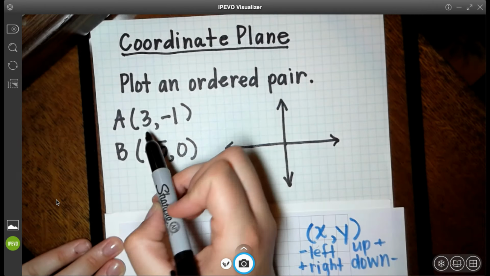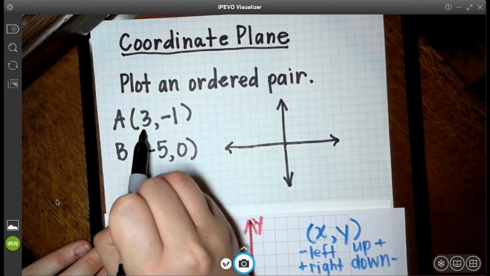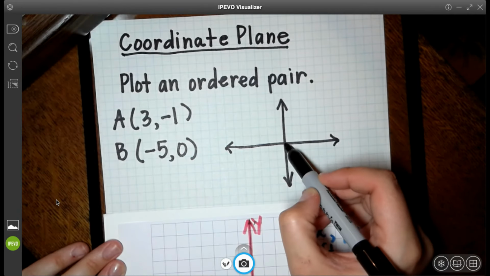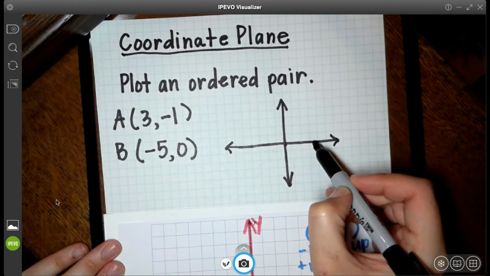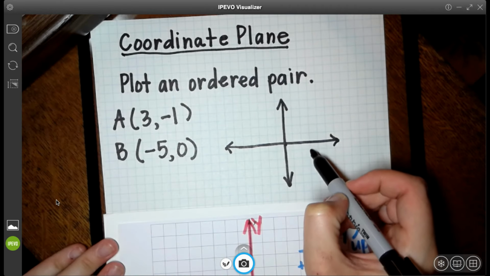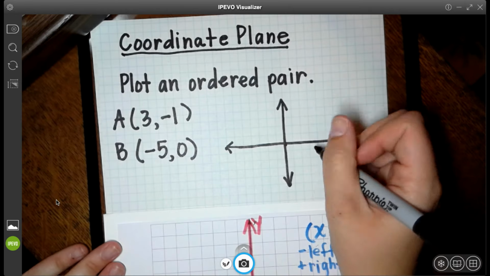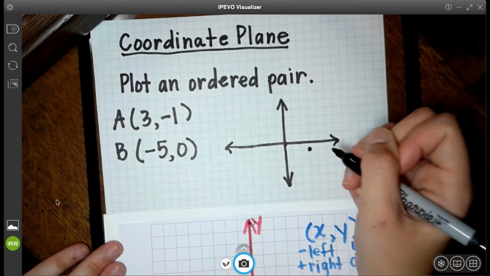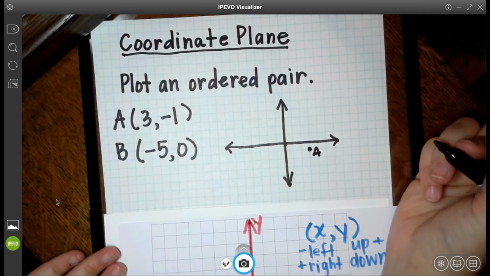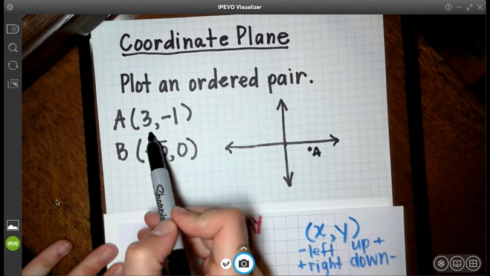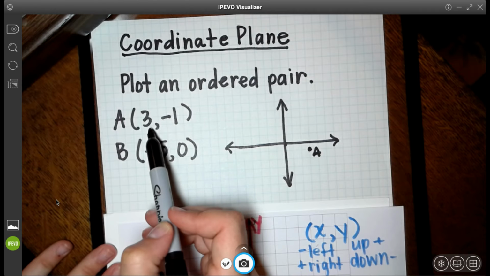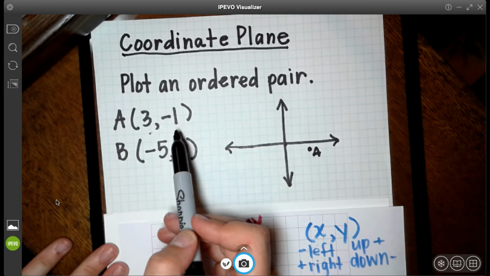So I'm going to think I need to go right 3 because it's positive and down 1. Start at 0 always. And then I think right 3. 1, 2, 3. I'm going to hover here and then think I have to go down 1. And I'm going to plot my point. I'm going to label that A because that's what the point is named. Okay. Right 3, down 1. Think about it. The elevator is 3 steps away and then you go down 1 floor.